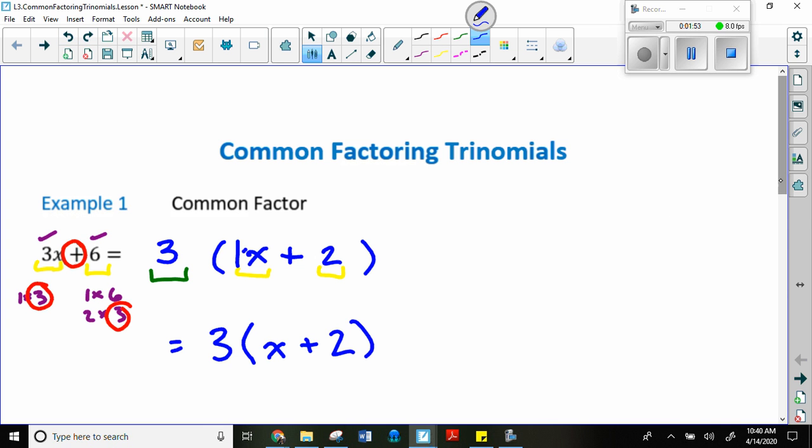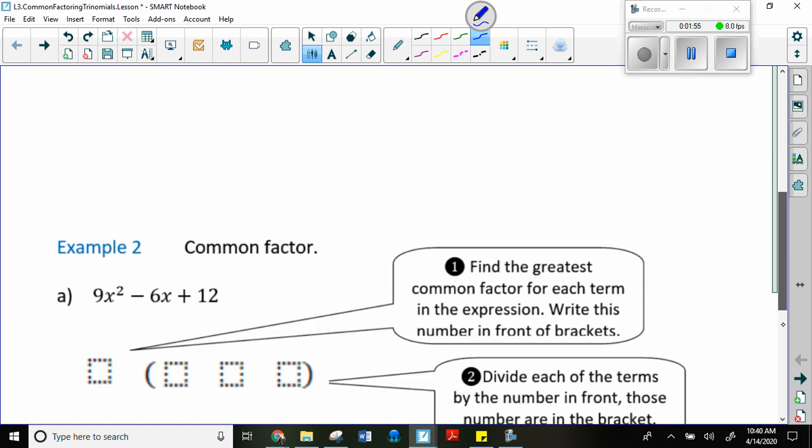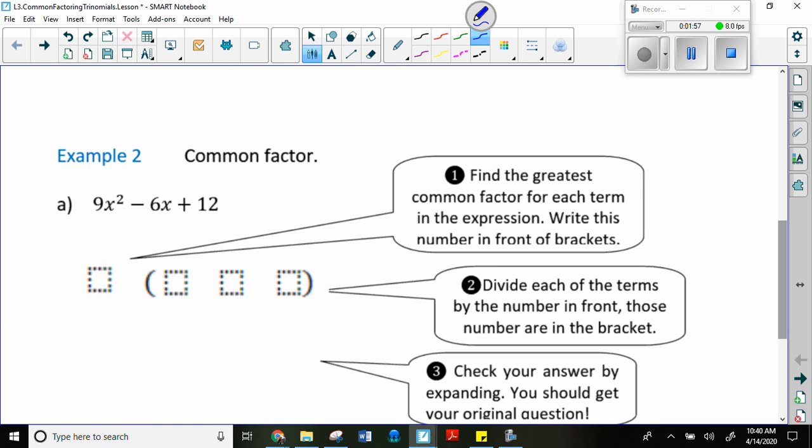Let's make this one step harder. Instead of having 2 terms, let's have 3 terms. Same concept. We're still looking at each term and we're saying, okay, what is the greatest common factor? But with this one, because we've got 3 pieces to start with, we're going to have 3 pieces in our bracket. And we're still trying to find what is that common piece that comes out front.